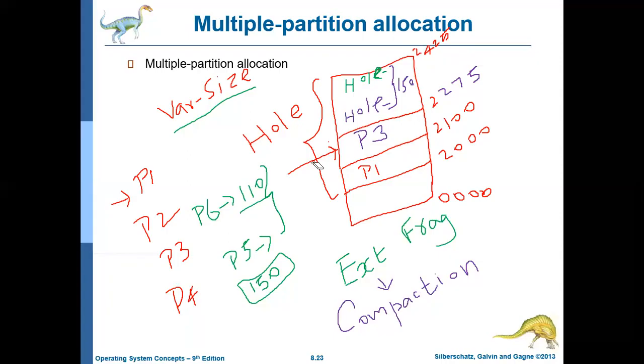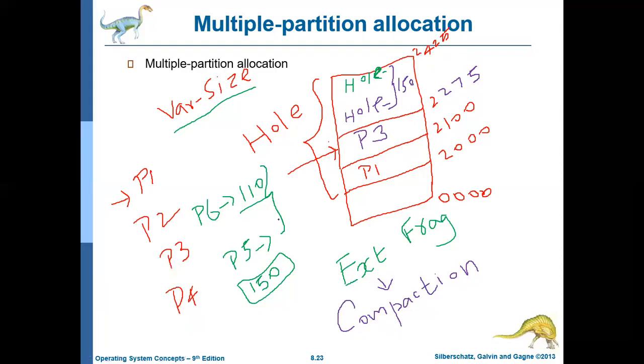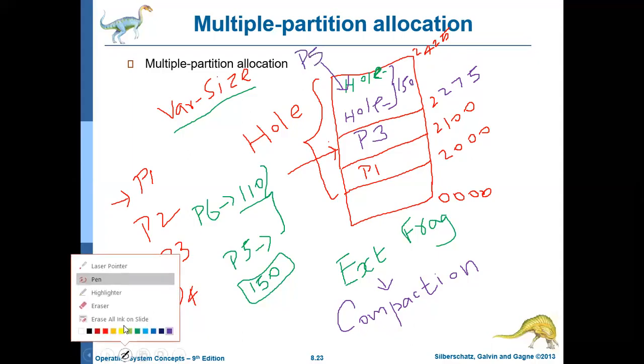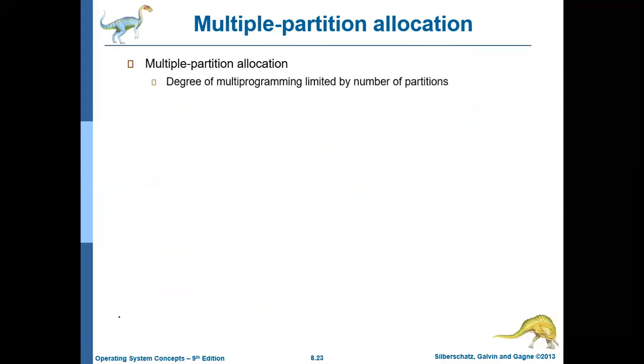So once compaction is done, now the request of P5 can be satisfied. Now P5 can be given access to this particular hole, which is of exactly 50 MB. Okay, so this is how the external fragmentation can be dealt with, right? So that's what we are discussing here.